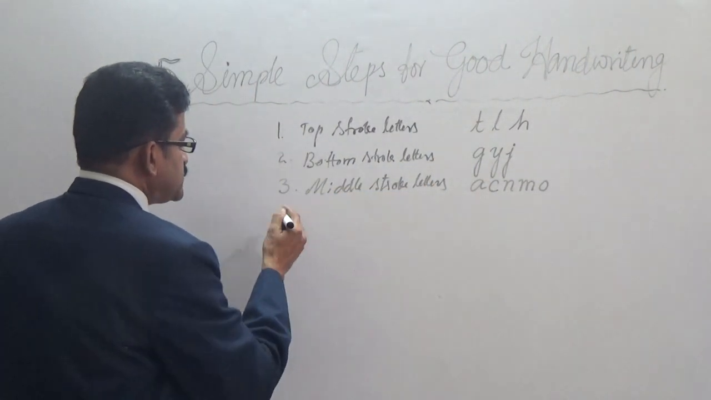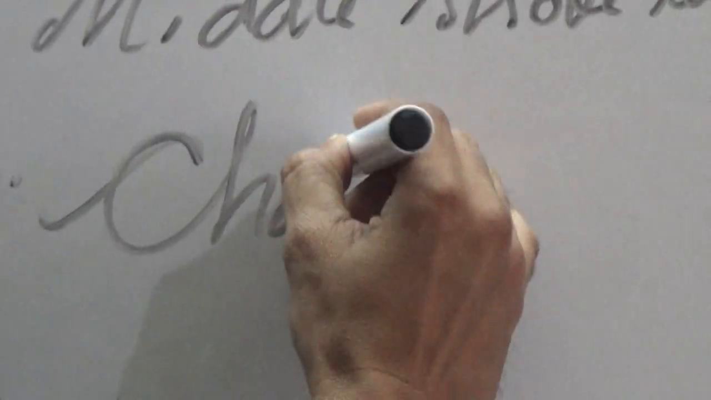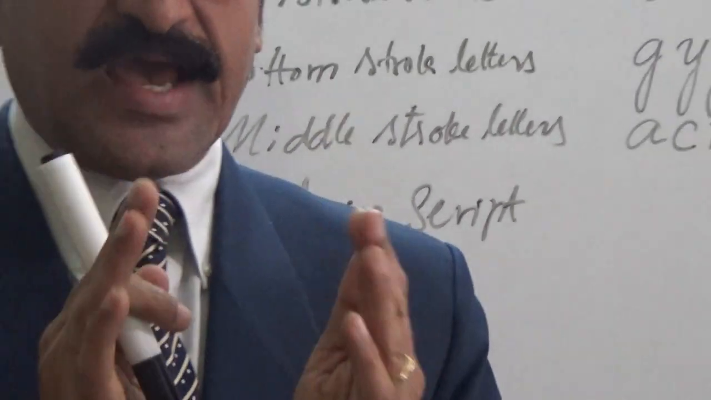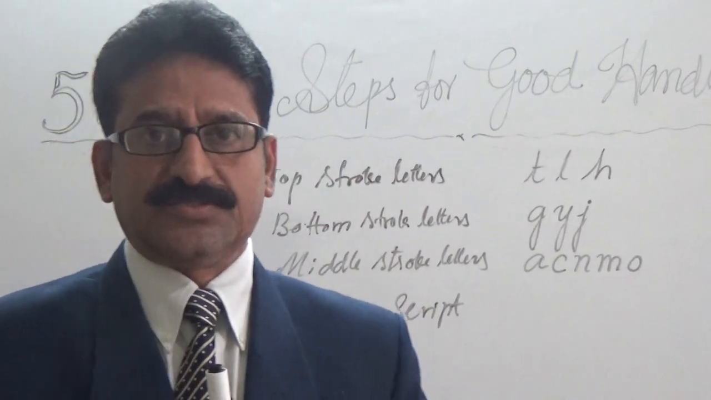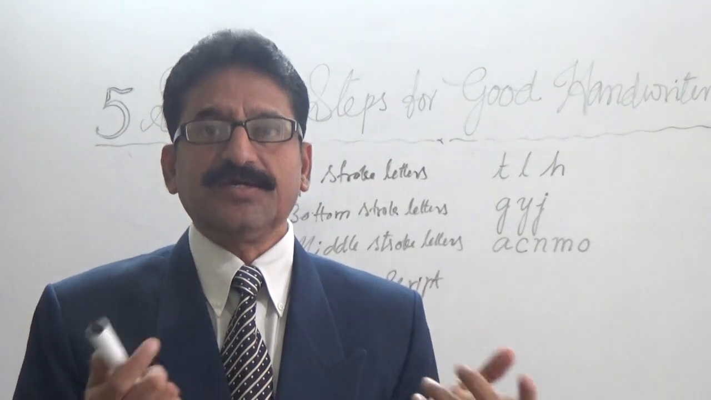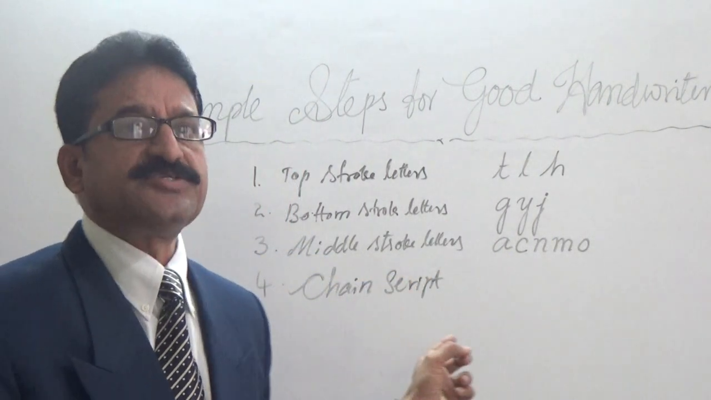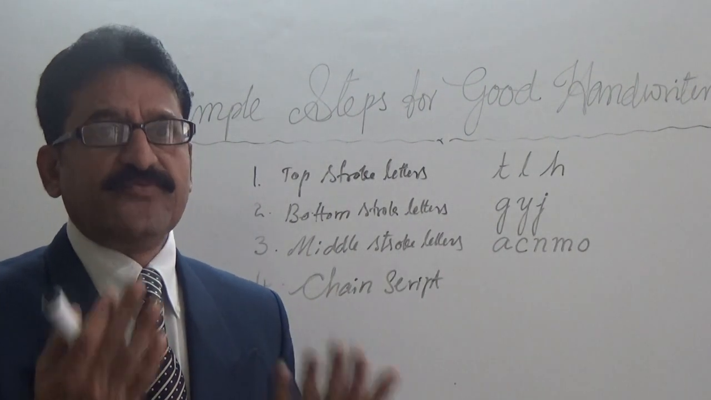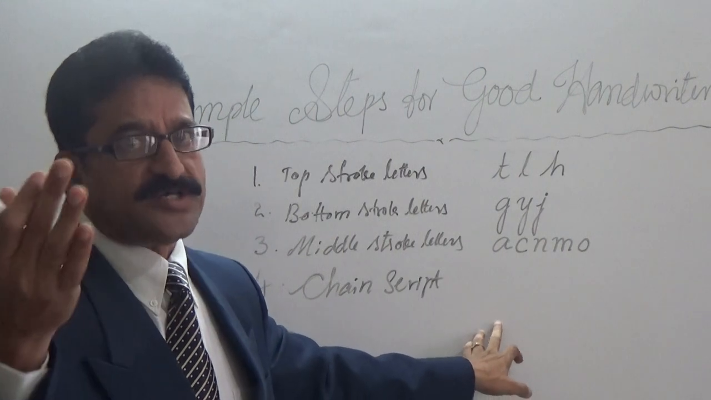And the fourth point is, we have to cultivate the habit of writing chain script. While writing English, we have to cultivate the habit of writing chain script. Some people write italics, though it looks nice, but it is written with individual letters. It takes much time. But while writing, we have to take time into consideration. We have to write fast. If you want to write fast, we have to cultivate the habit of writing chain script. It looks nice and at the same time, it helps for fast handwriting.